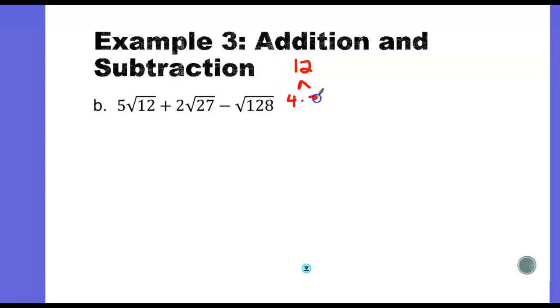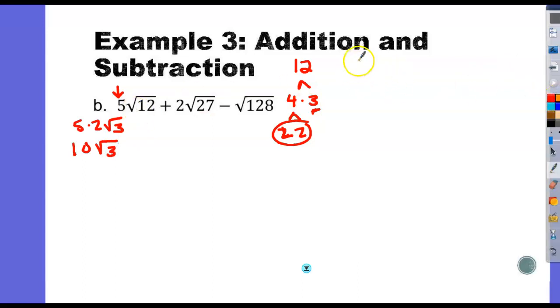I'm going to start with 12. And I did the breakdown of 4 and 3, again, because I know 4 is a perfect square. I'm going to have a 2 square root of 3, except for one thing, this 5 outside. I need to do 5 times 2, and then square root of 3. So that's 10 square root of 3.